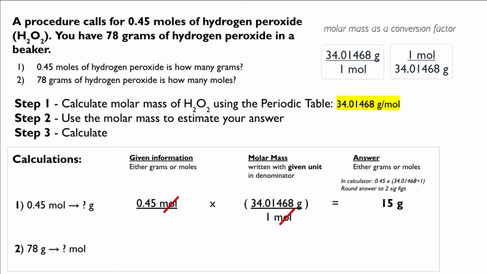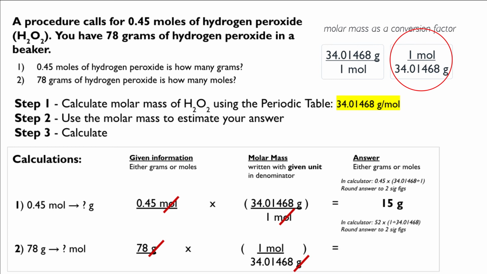For my second problem, I'm starting with 78 grams, and this time I want to put grams in the denominator of my molar mass conversion factor and moles in the numerator. Grams will cancel out, and I will type in the calculator 78 times parentheses 1 divided by 34.01468. And again, I'm going to round to 2 significant figures to get my answer, and I will get 2.3 moles. So I've got 15 grams and 2.3 moles as my answer.